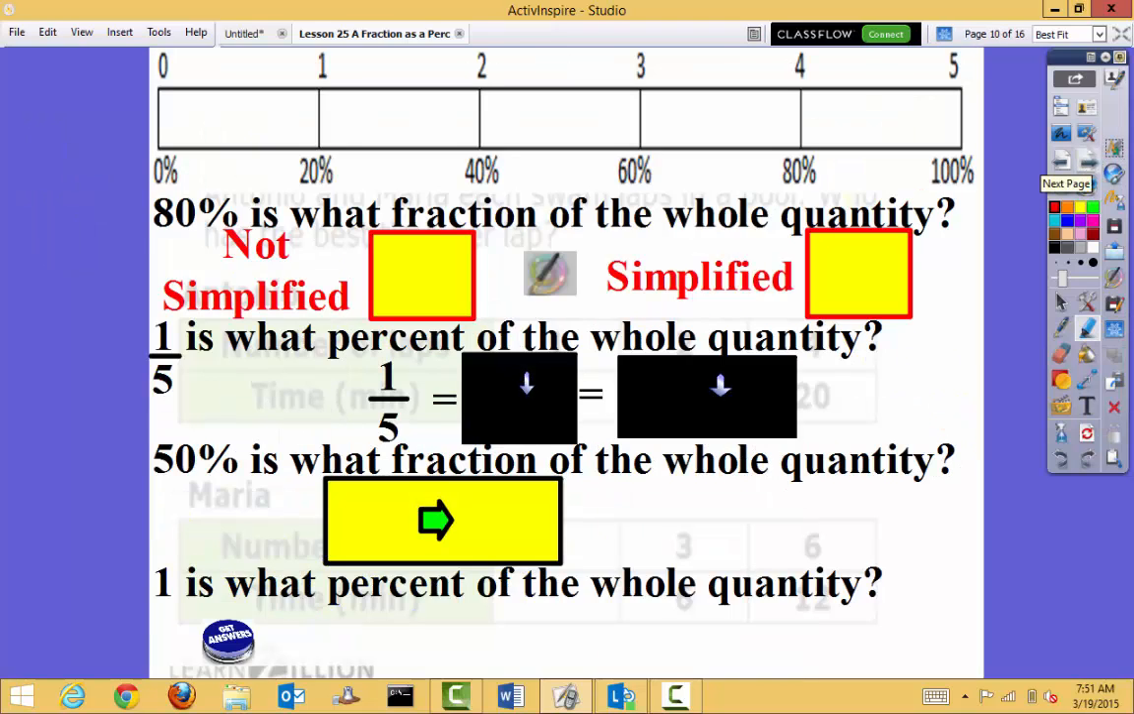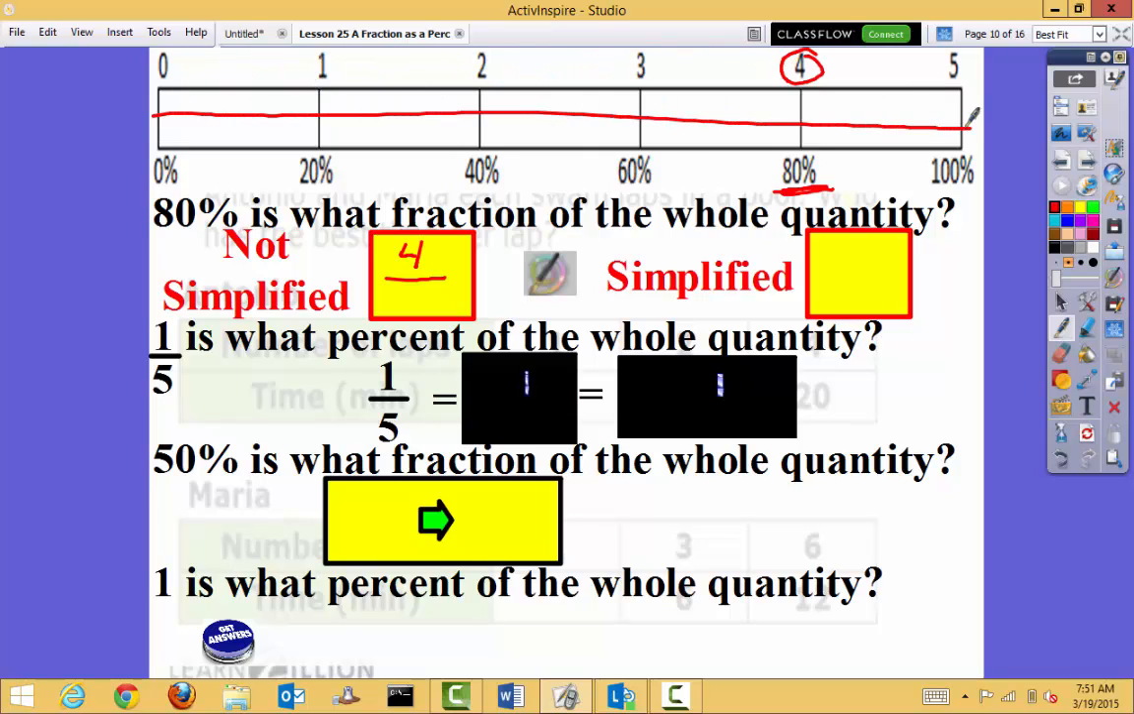All right, let's go into our next one. So here I have a picture. I already did a tape diagram or a double number line for you. Your numbers on top, percents on the bottom. 80% now is what fraction of the whole quantity? So I'm going to look at my 80%. I'm going to look at its number. Well, I see that it's 4 over, so this is my parts. I've gone 1, 2, 3, 4 parts over. My whole is what? The whole is the whole entire length. How long is that? Well, that's 5.